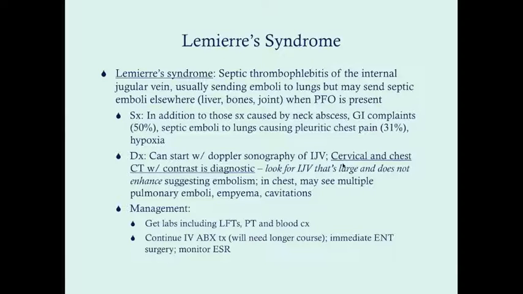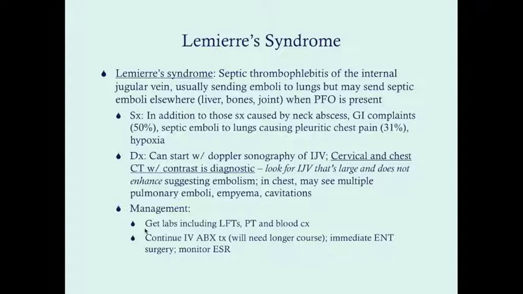But to secure your diagnosis, the most accurate, and I never really like to use most accurate for CT because you can always do an MRI, but the best step to nail down the diagnosis that you're going to do after Doppler sonography is going to be a cervical and chest CT with contrast. And what you'll look for is an internal jugular vein that is enlarged and does not enhance, and that suggests an embolism. In chest, you can see multiple pulmonary emboli, as well as empyemas and cavitations.